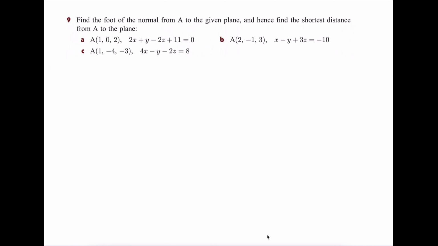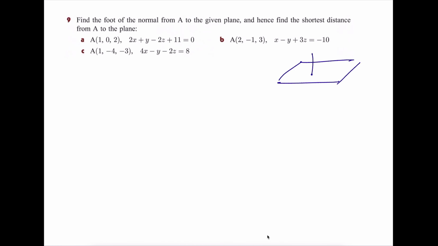From question 9, there's the 3 ones there. I just thought we'd choose one to go through. The question says find the foot of the normal. So effectively what we're talking about is if we've got a plane, I'll just draw a sort of plane there, then the foot of the normal would be a point that's on the plane, okay, and then we'd have a normal coming out. It says from point A, which is somewhere in space.